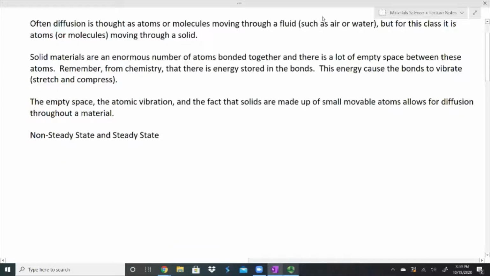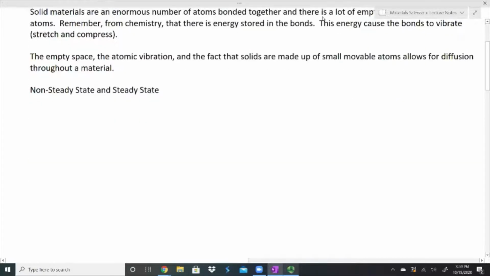There are two types that we're going to discuss. We're going to talk about non-steady state just briefly, and then we'll get into steady state diffusion with some equations that go along with that.